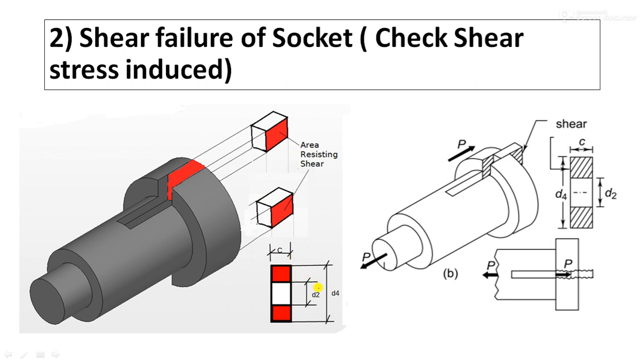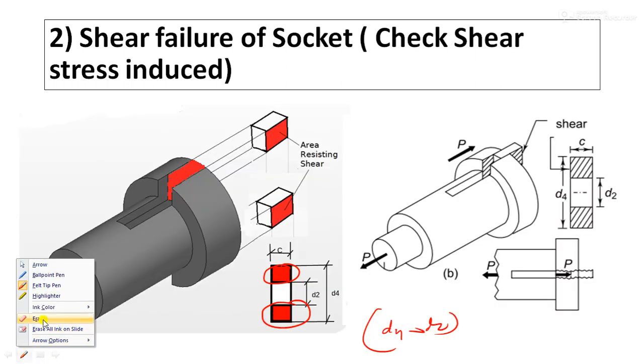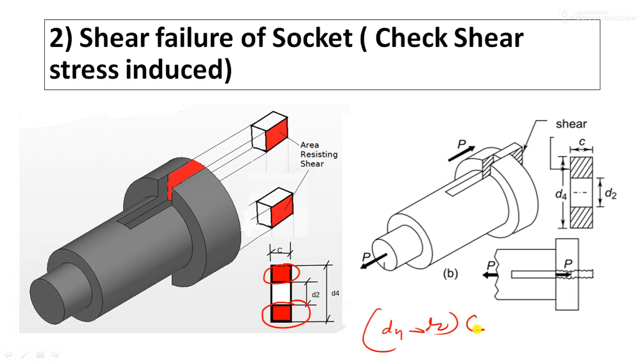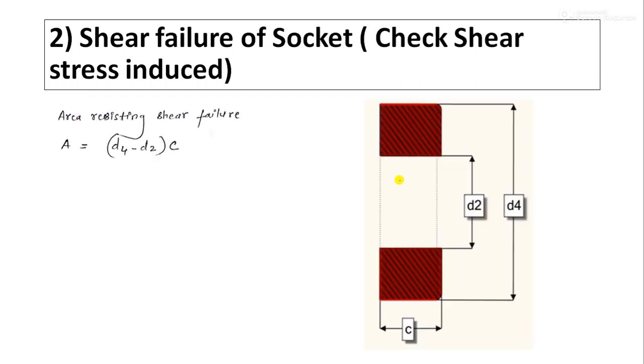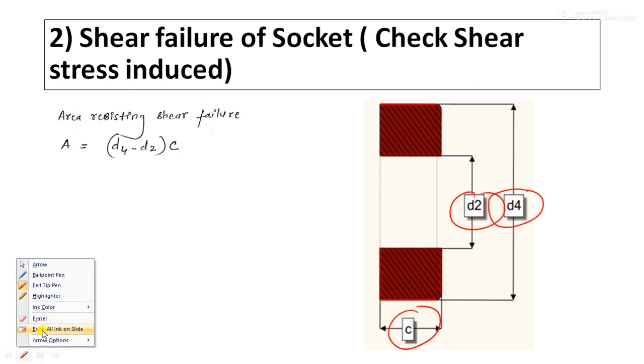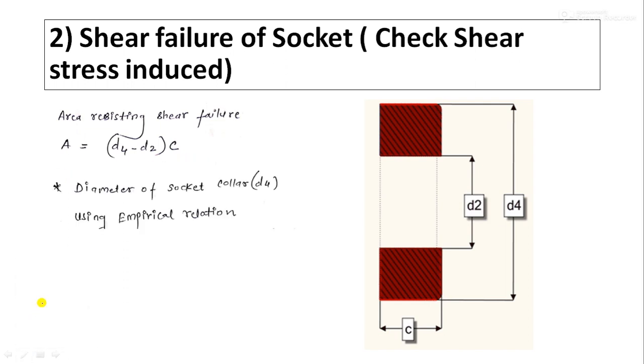So what is the area resisting the shear failure? d4 minus d2. Why do I have to subtract d2? Because only the portion of the rectangle we have to consider. Is it clear? So (d4 minus d2) into c, from the side view. Let us move on to the next point. Here you can see d4 minus d2 multiplied by c will be the area resisting the shear failure. Once you find this area, it is very easy to find out the rest.